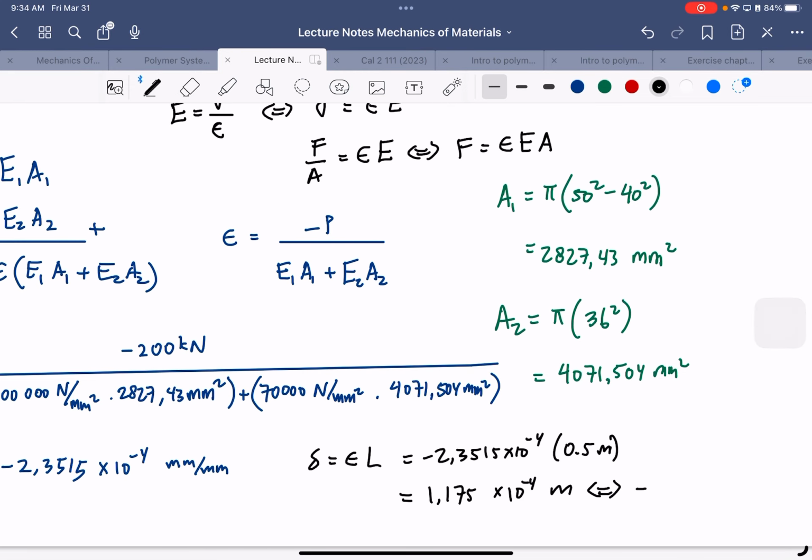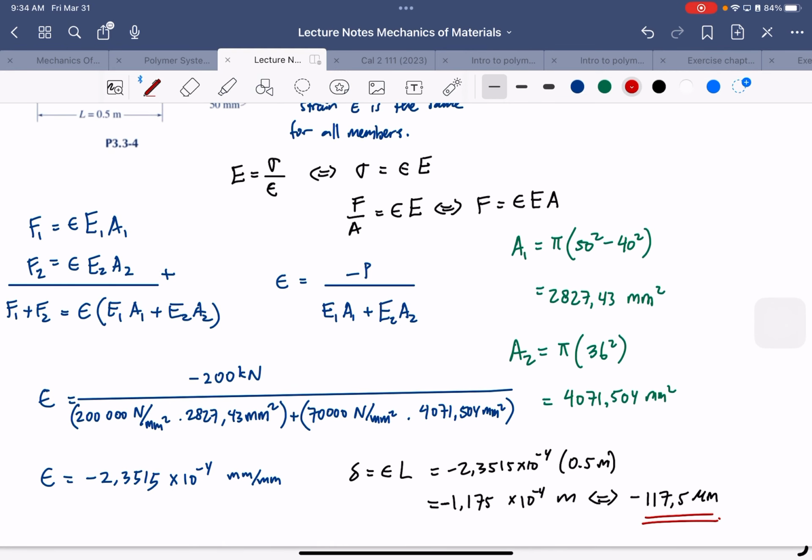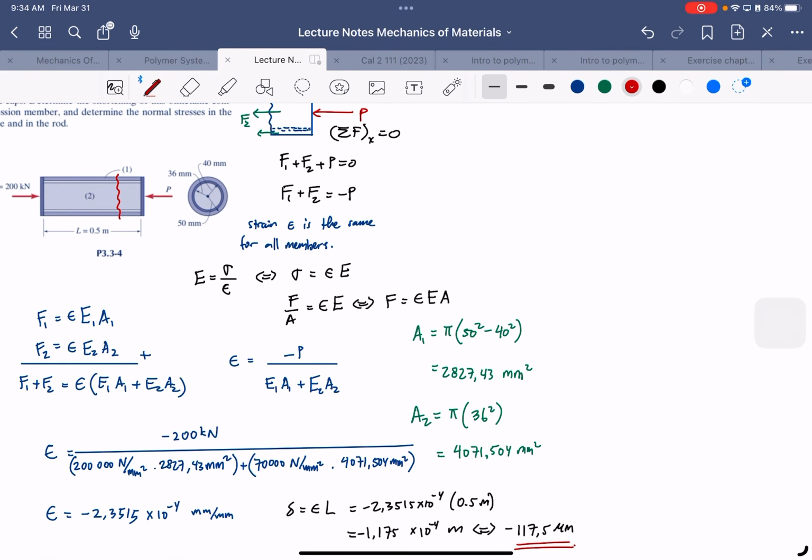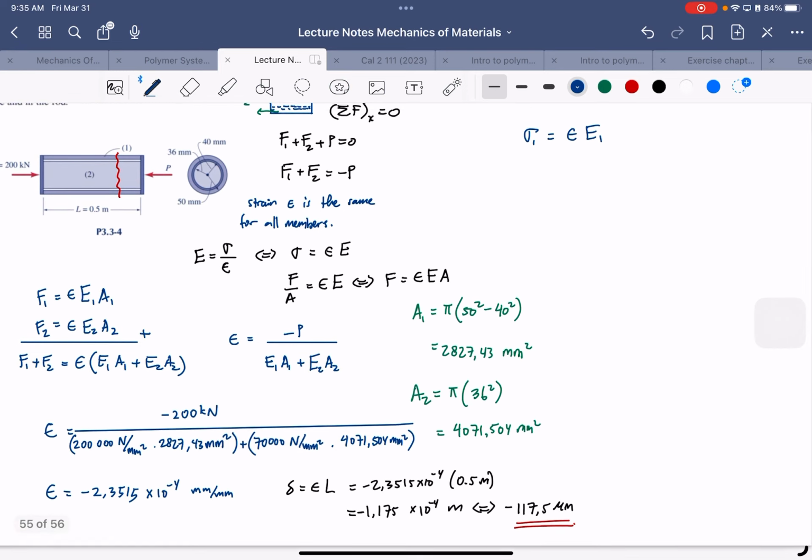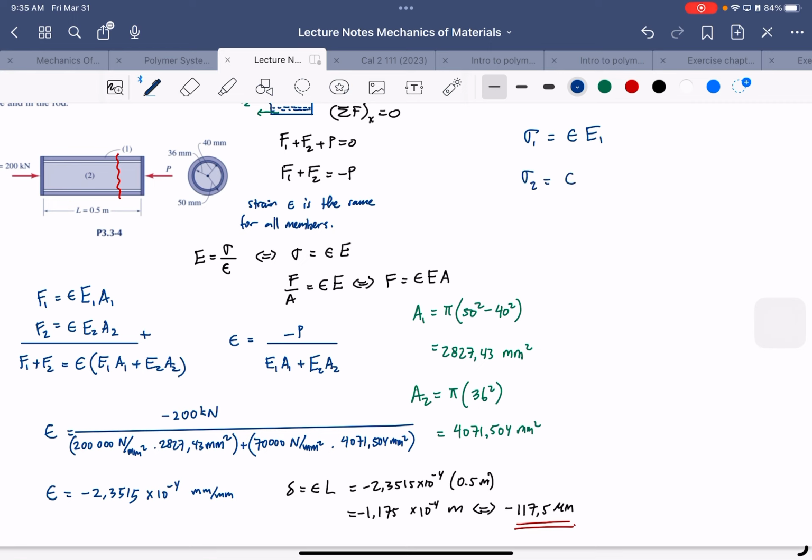Or maybe negative 117.5 micrometer. Okay. So this is the displacement. And then based on the strain, we can also find the stress. Let me write the stress on the right side. So the stress 1 is strain multiplied with E1, and stress 2 is strain multiplied with E2.